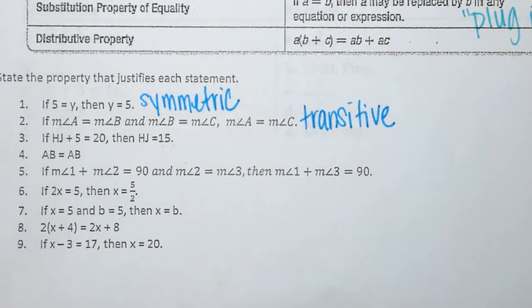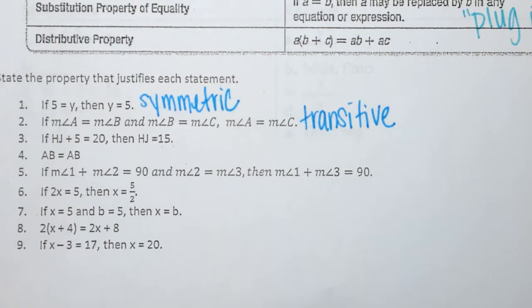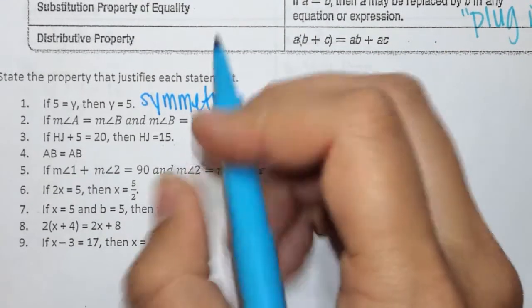Alright, what about number 3? How did you get subtraction? You saw the addition sign and you subtracted to get 15?